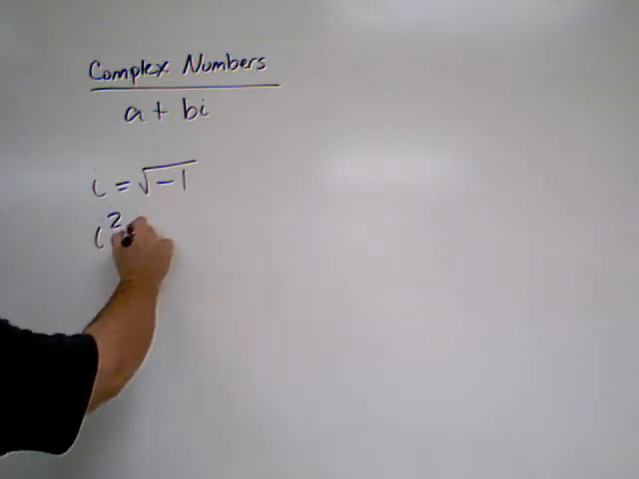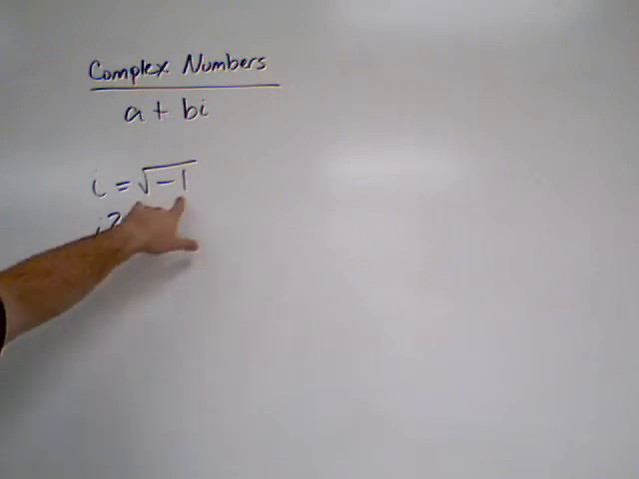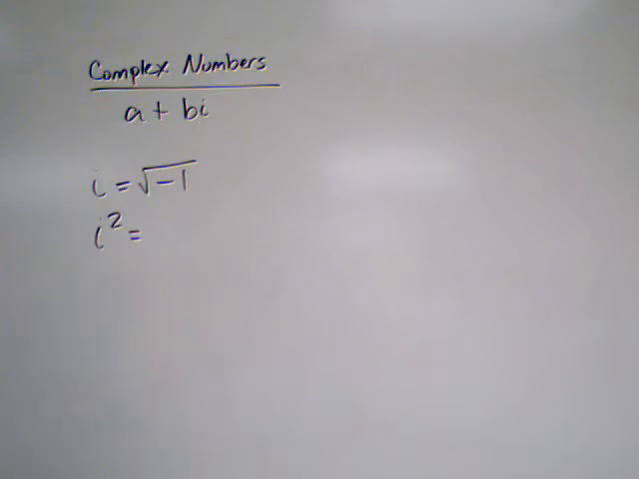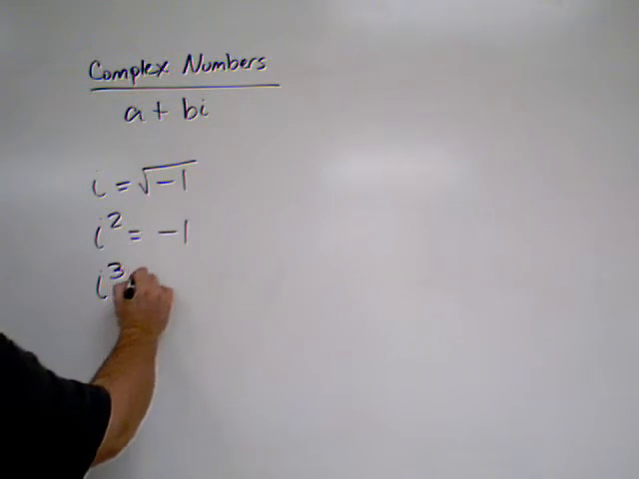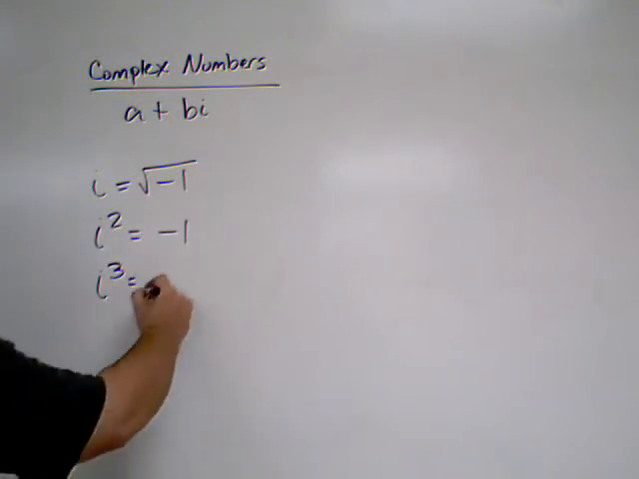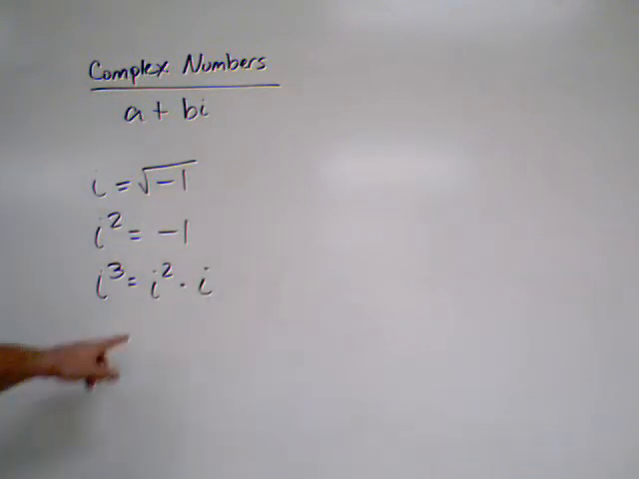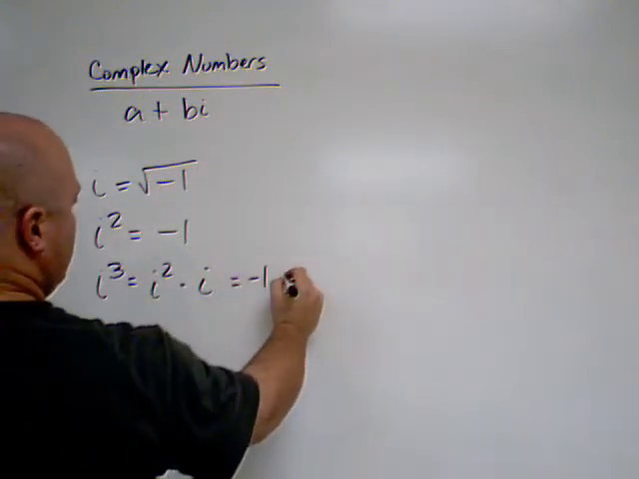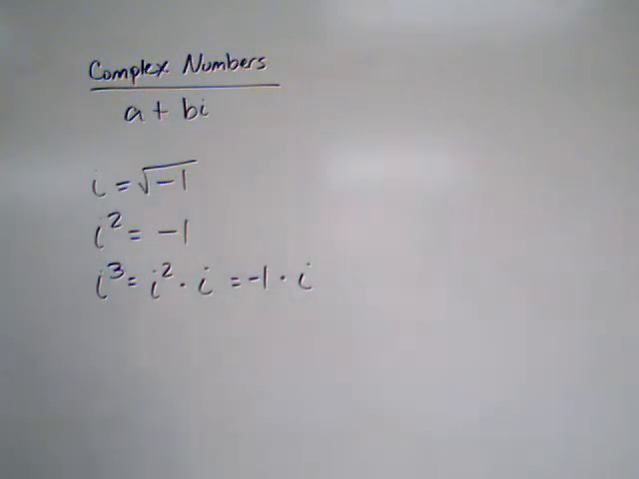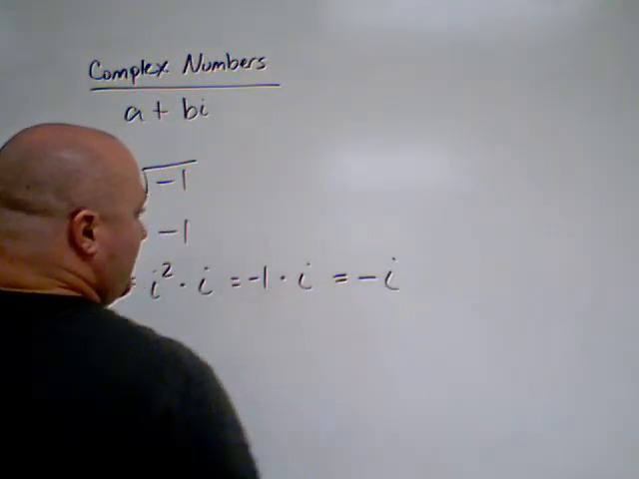Now, i can be in several different forms. We have i squared. That's the same thing as saying the square root of -1 times the square root of -1. Well, anytime you square a radical, you end up with just what's under the radical. So the radical goes away, and you're left with -1. So i squared is -1. i cubed is the same thing as saying i squared times i. We already know what i squared is. It's -1. So -1 times i is just -i.